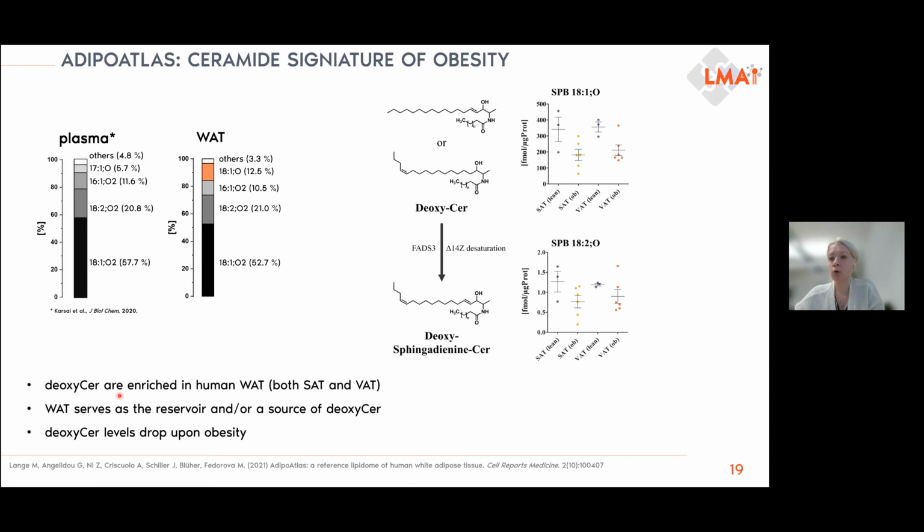And there are reports that they're actually increasing with metabolic complications in human blood plasma. So the question opens up: does white adipose tissue serve as a reservoir and maybe even the source of these deoxyceramides, which can be released into the circulation in certain metabolic distress conditions?